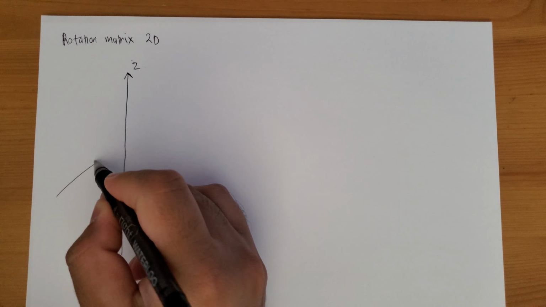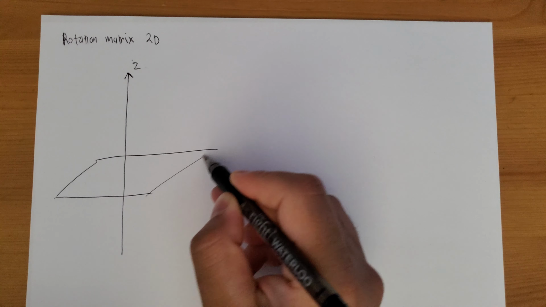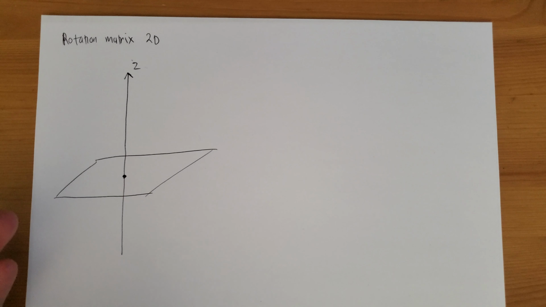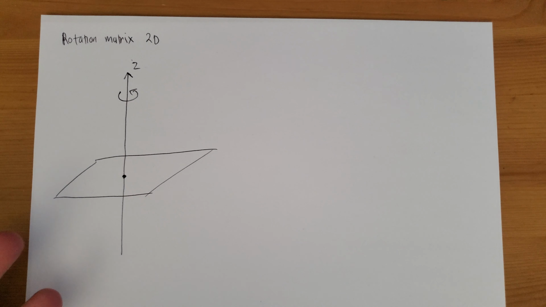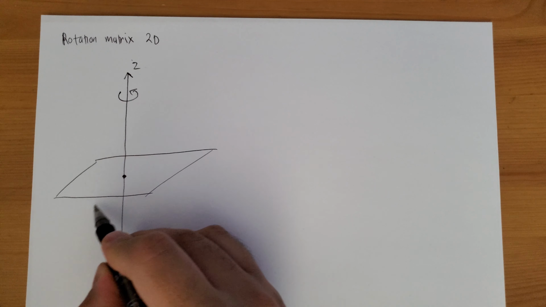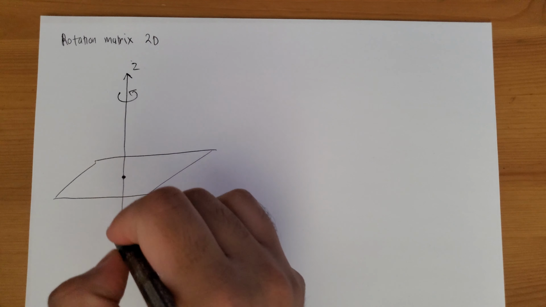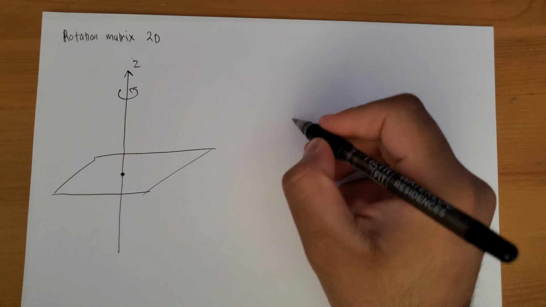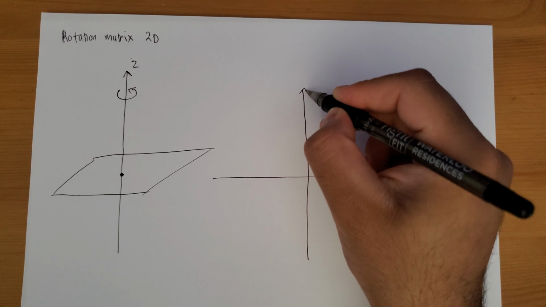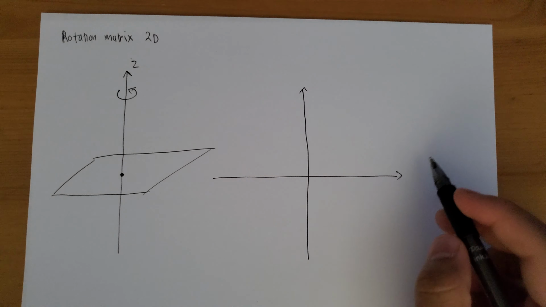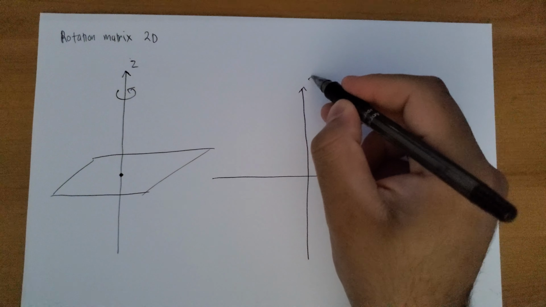As a visual, imagine that we have this as the z-axis and we have the xy plane, and all we're doing is we're rotating the z-axis. So the xy plane will rotate, but not the z-axis. So essentially, we can get rid of the z-axis, so we can represent our 2D rotation with just the x and the y.